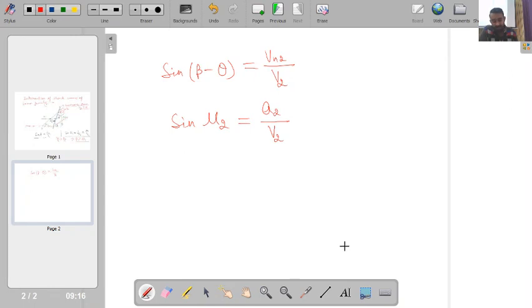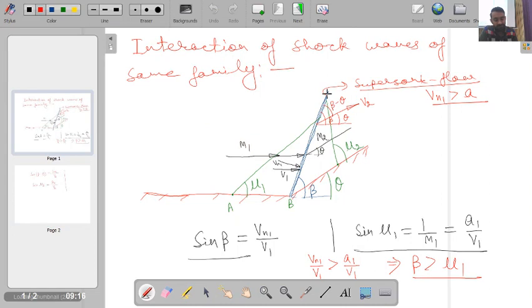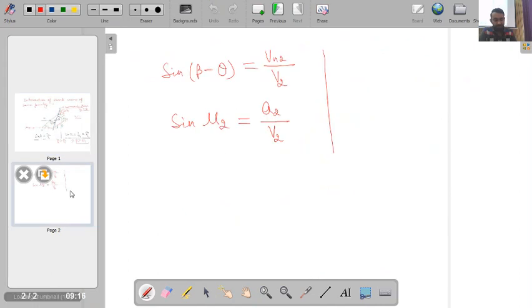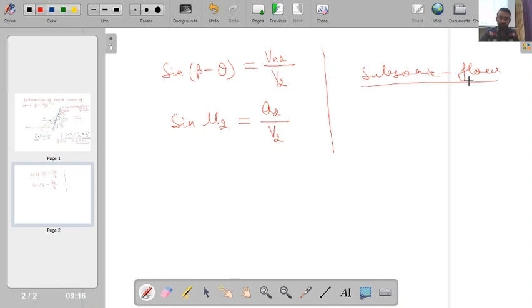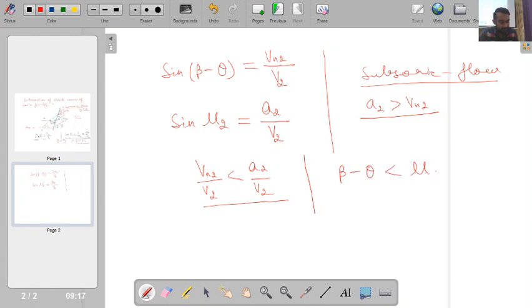Okay, so now we all know that if I have the presence of an oblique shock wave, I will be finding that downstream Mach number m2 will be less than 1. So it means in the downstream I will have nothing but subsonic flow. So if I have subsonic flow here, a2 has to be greater than Vn2. If a2 is greater than Vn2, I can say that Vn2 by V2 will be less in comparison to a2 by V2. Considering this fact, I can simply say that angle beta minus theta will be less than mu2. So mu2 will be greater than angle beta minus theta.